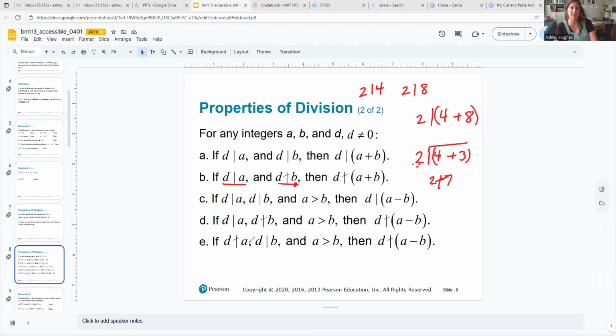If D doesn't divide A, if D divides B, and A is greater than B, then D doesn't divide A minus B. So basically they're saying I can do the same thing here with subtraction as long as this first term here is bigger than that term to avoid negative numbers.